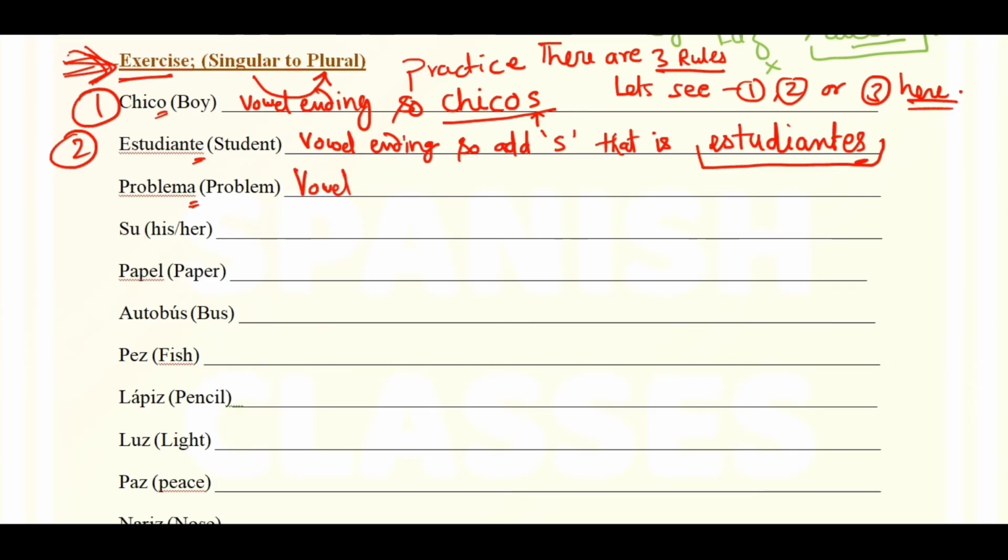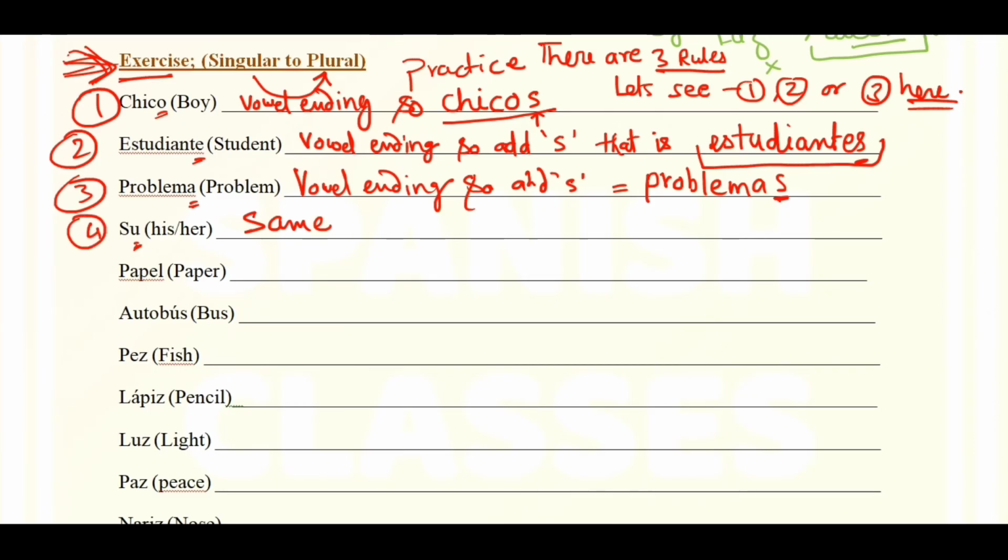Example number 3 is problema. Again vowel ending. Any vowel ending noun, what do we have to do? Same thing, we have to add s. Problema becomes problemas. Fourth example, su. Again we have a vowel ending noun. Same thing, add s to that noun. Su becomes sus, plural.